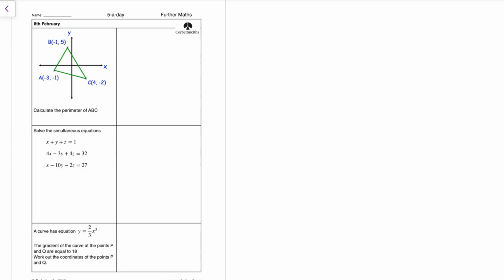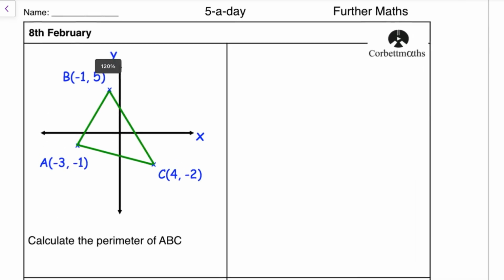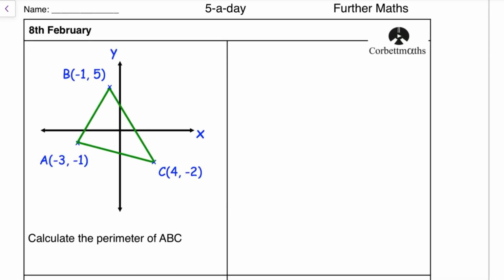It is the 8th of Feb, and let's have a look at this first question. We have a coordinate axis, a triangle, and we need to calculate the perimeter of ABC. There is actually a quick way of doing this, which you don't learn even at A level, but I think it wants you to do the slightly tedious way. Now this is how I'm going to do it.